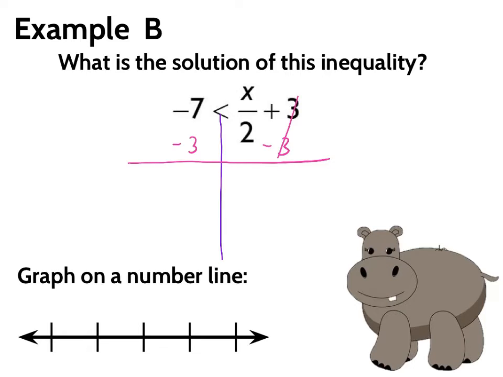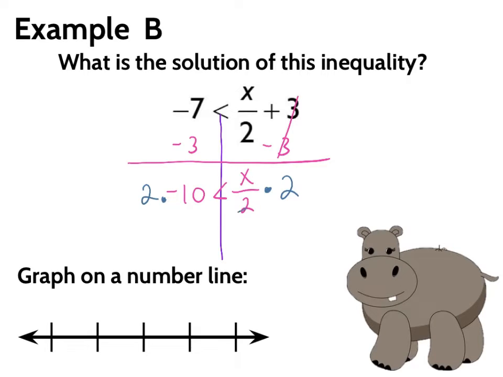They're going to cancel. Bring down my x, bring down my divide by 2, bring down my symbol, bring down my negative 7 minus 3 is going to be negative 10. Now that I've done that, I'm not going to flip my sign. I didn't multiply or divide by a negative, so now I'm going to go on to my next step here. I've got division, so the inverse operation of that is multiplication. So I'm going to multiply both sides by 2.